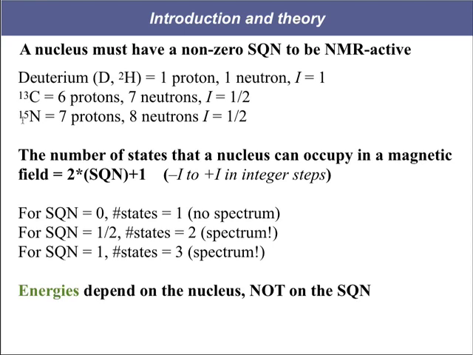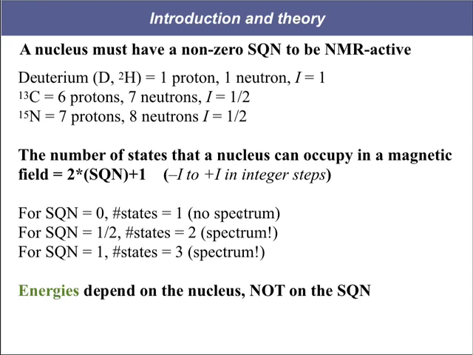The reason that spin quantum number is important is because it determines the number of states, energetic states, that a nucleus can occupy in a magnetic field. Generally speaking, the number of states that a nucleus can occupy in a magnetic field is 2 times the spin quantum number plus 1. And that will basically give us negative I to positive I in integer steps. For example, if our spin quantum number is 0, 2 times 0 plus 1 means that there is 1 state. And if there's only 1 state, that means that there's no spectrum, because a spectrum involves transitions between different states.